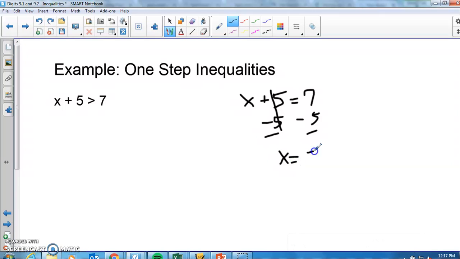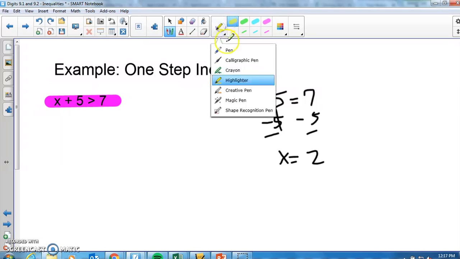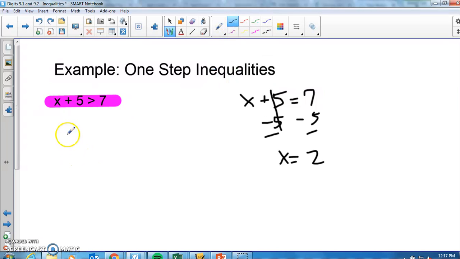The only difference between this problem here and this problem over here is the fact that it has an inequality symbol. It has a greater than symbol. So we're going to work this the same exact way. We have x plus 5 is greater than 7. We're going to take care of our addition and subtraction first, multiplication and division second, and then obviously we can check our work. Now, the way this works is the same exact way as the equations.